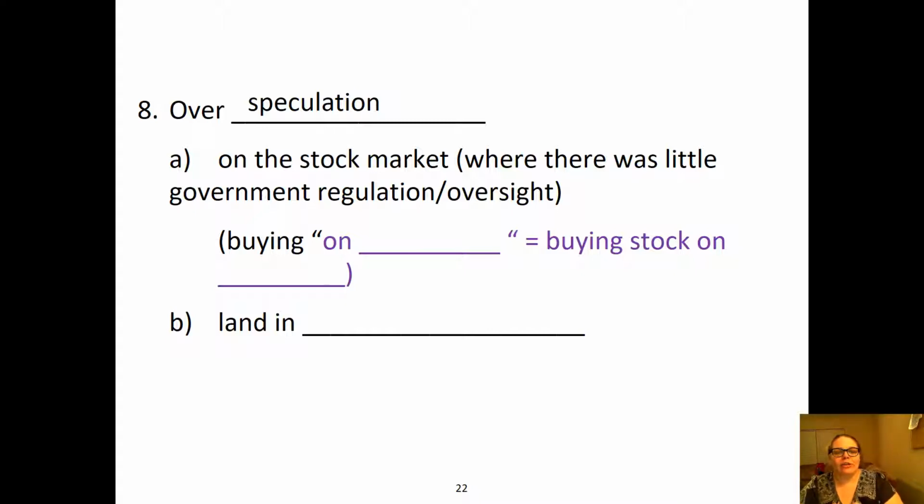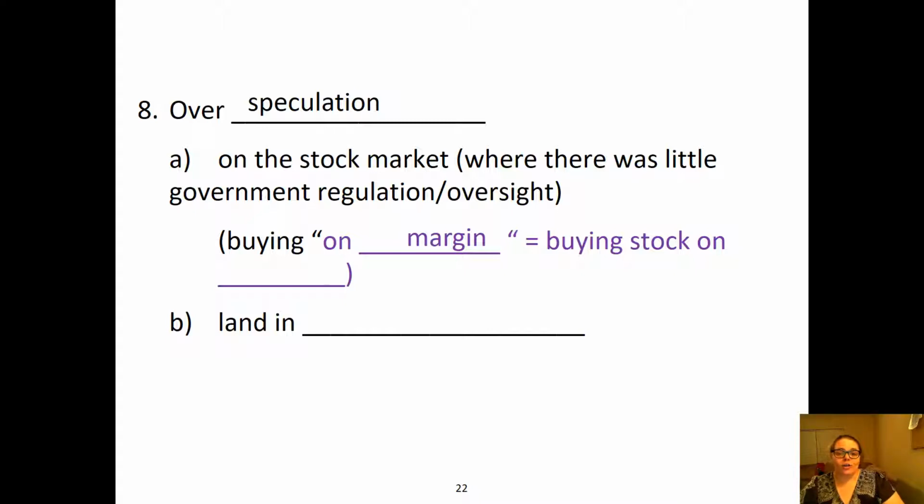So you have over speculation on the stock market. Now, in the 1920s, there is no government regulation. There are no rules on how many stocks you can buy and what you can use to buy them with. So a lot of people buy their stock on margin.